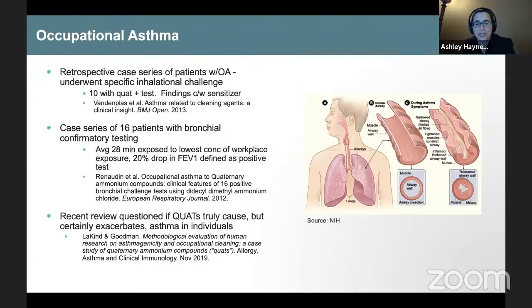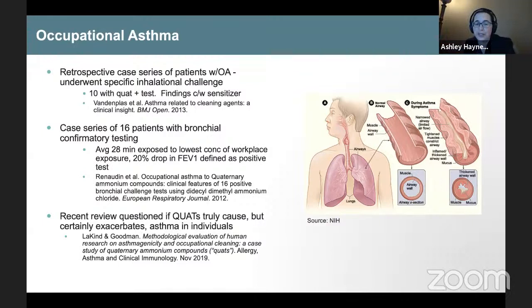Another case series of 16 patients were exposed for 28 minutes to their lowest concentration of a common workplace exposure of DDAC, and 20% of them had a 20% drop in FEV1, which was considered a positive test. There has been a recent review that looked at the prior literature and the strength of evidence that questioned whether these truly originated from the quats.